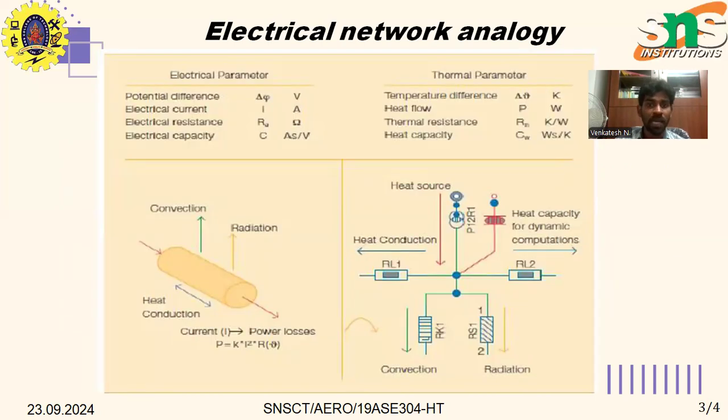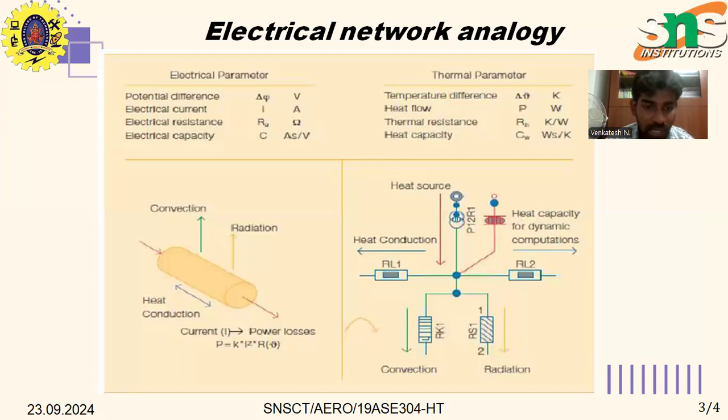These are the parameters of the electrical network analogy, an electrical parameter and a thermal parameter. In the electrical parameters, the potential difference is indicated as voltage, electrical current is indicated in amperes, electrical resistance is indicated in ohms, and electrical capacity is indicated as C. In this figure, the sphere illustrates heat transfer by conduction, convection, and radiation.